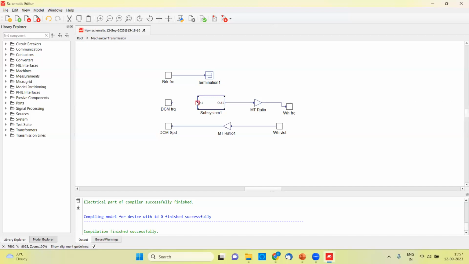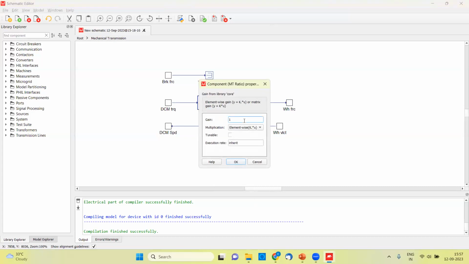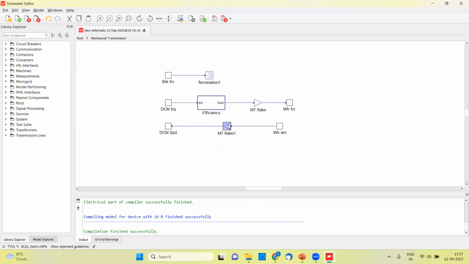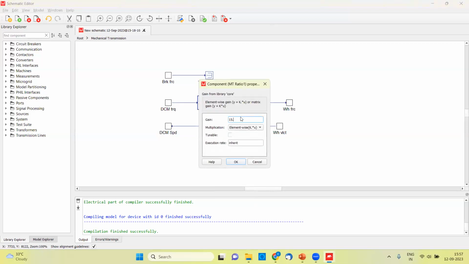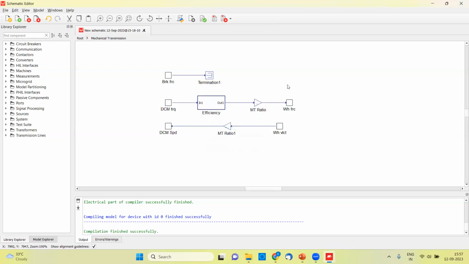I'm just going to connect these blocks. Let me see if I have to change the name. Okay, I'm just naming this subsystem as efficiency. Now I'm going to provide the value of these gain blocks. So basically the mechanical transmission ratio value is 15.0654. Rest of the values I'm not changing. Again, for this also it will be the same, 15.0654. So these two values we have changed.